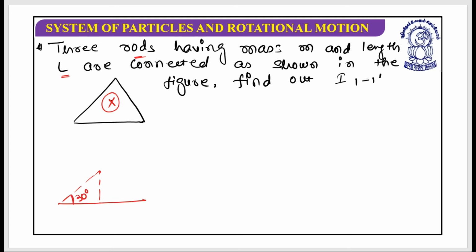This would be 30 degree because this is the angle bisector, and this is 60 degree. Yes, this length is L, so half of the length would be L by 2. Why am I doing this? Because I need to find this distance y.